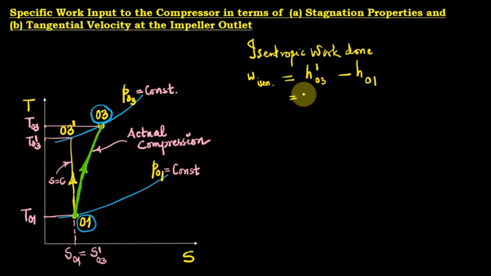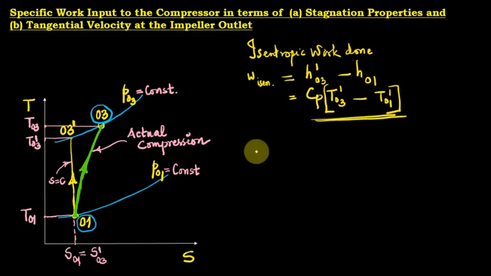So what is this equal to? Cp into the corresponding temperatures. I take Cp common: Cp into T03 dash minus T01. This is the isentropic specific work done. Let me repeat, specific work done means work done per unit mass. If you want the power rating, or work done per second, in joules per second, then multiply this quantity by the mass flow rate, m dot, which is in kilogram per second, as you know.